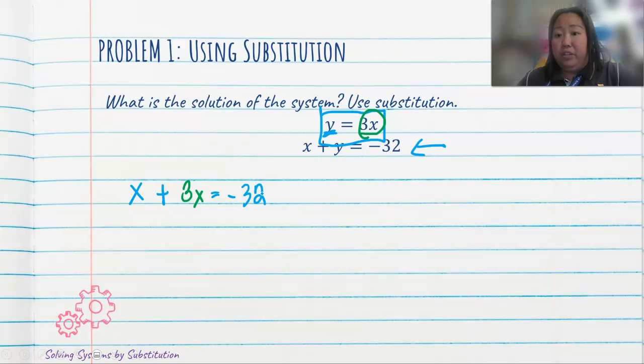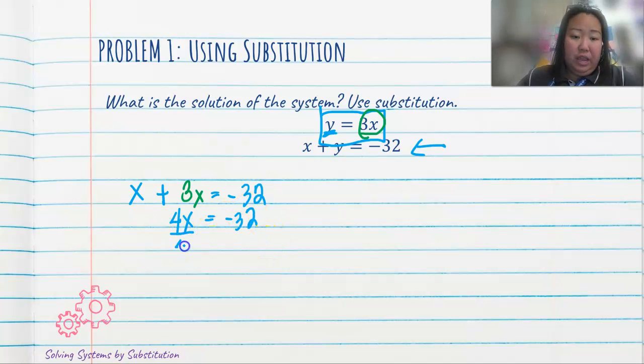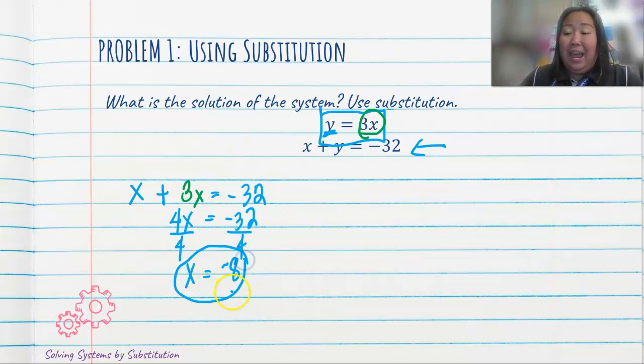So now the question is, can you combine these two? Definitely, right? x plus 3x, that's going to be 4x. And so we will have equals negative 32. Can we solve for x now? Definitely. We will divide by 4 on both sides. x is now going to be equal to negative 8. All right? That is the value of x. All right? You are not yet done.